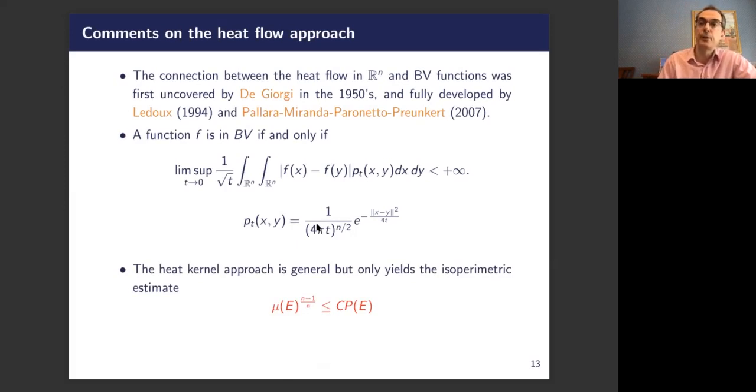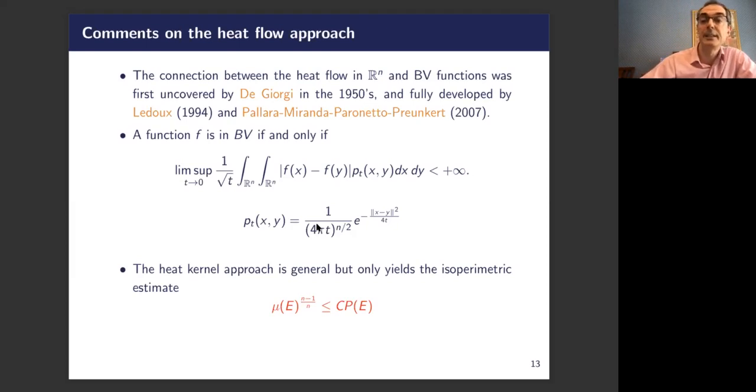So the good news about the heat kernel approach to the isoperimetric inequality is that it is very general and is going to work in a very large class of spaces. However, of course, the price to pay is that we lose the optimal constant when applying heat kernel techniques. That is, the approach is very general, however it does not yield the extremals in the isoperimetric inequality.